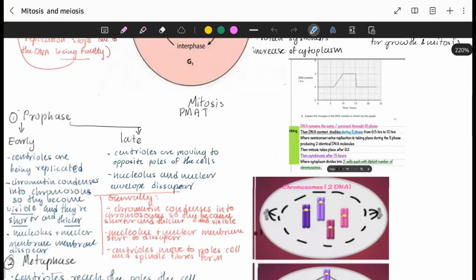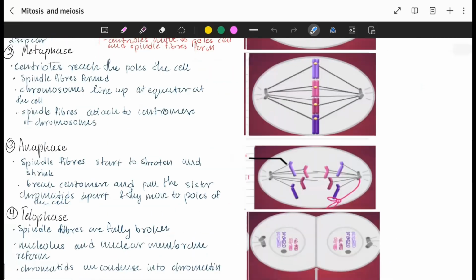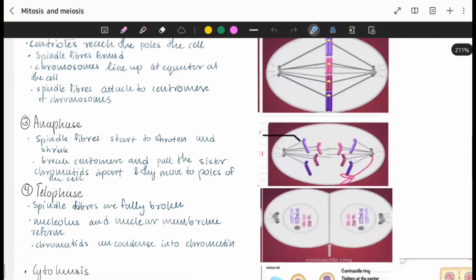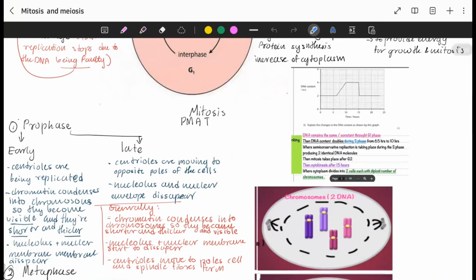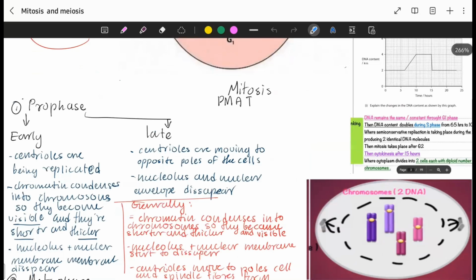Okay, so now we're getting into the depth of the stages of mitosis. First, we know there's prophase, metaphase, anaphase, and telophase. PMAT, if you want to remember it like that. Prophase is divided into two parts: early prophase and late prophase, or you can just say prophase, so basically four parts: prophase, metaphase, anaphase, telophase. But prophase is again divided into two parts.